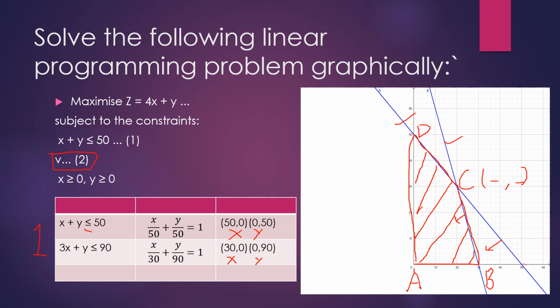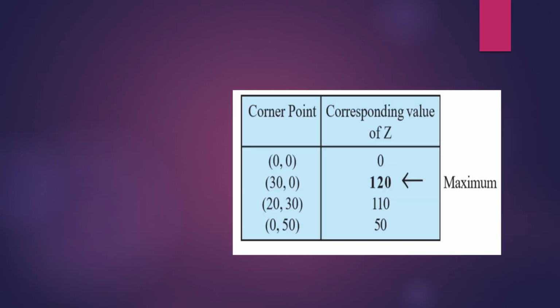Now I want to find out of these 4 solutions which will maximize my Z or which will follow my objective. See? So the 4 points were A, this was B, then C was 20, 30 and D was 0, 50. And what was my Z? My Z was 4x plus y. So I'll substitute the values of x and y in the z function and find the values of z. So for the first one, z comes out to be 0. Second one, z comes out to be 120. Third one, it comes out to 110. Fourth, 50. So I want to maximize.